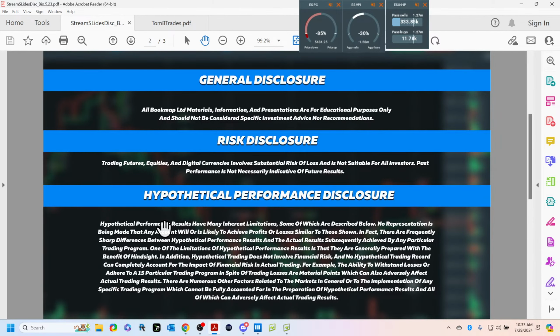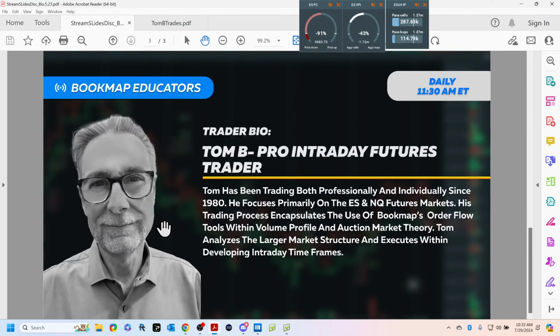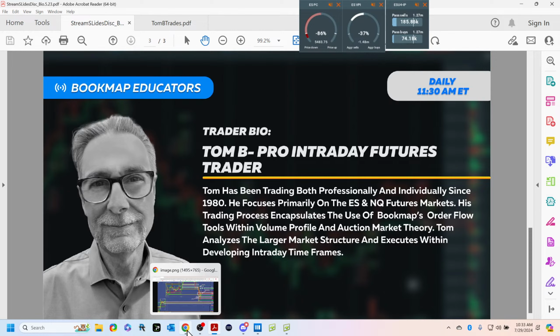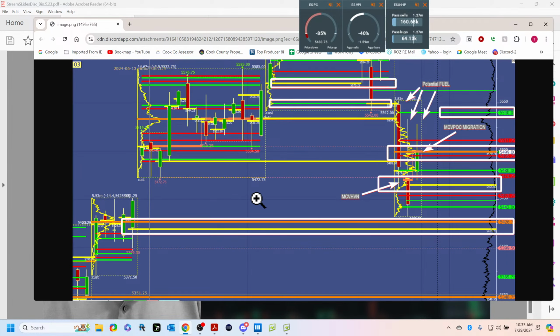Let's see if we can do this effectively. I'm going to try to switch a few things around here. Okay, maybe. All right, I posted this in the Trader Lab. I hope you can see it okay.